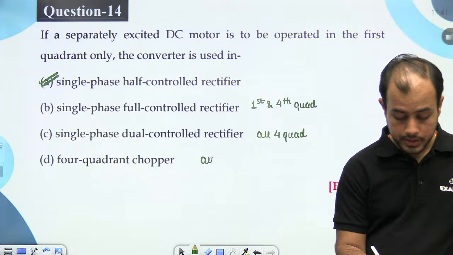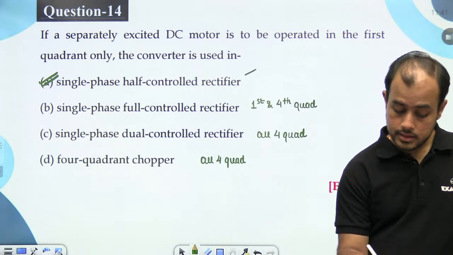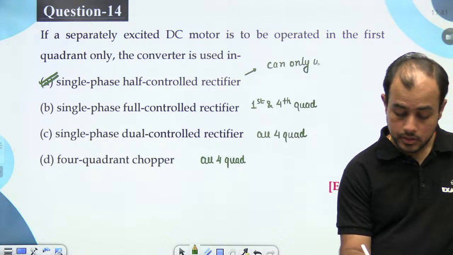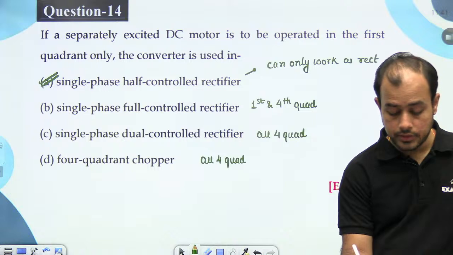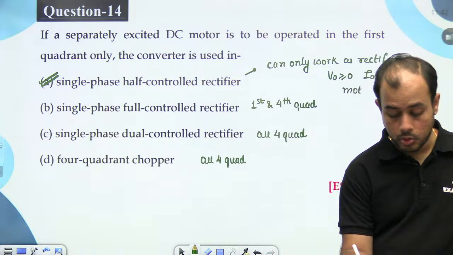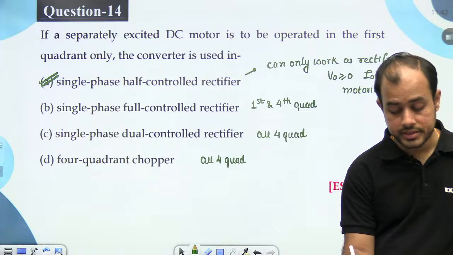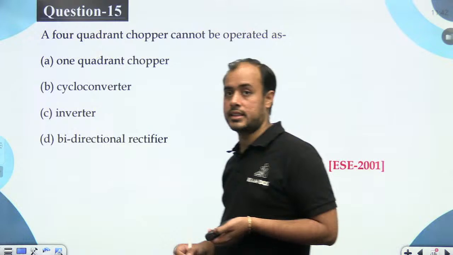Four quadrant chopper, again, all four quadrants. A half controlled converter can only work as a rectifier, or operate the motor in motoring mode. Here V0 and I0 both come positive. It can run the motor only in motoring mode.